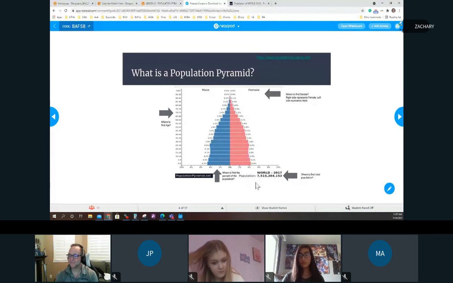All right. So you can see this here. At the very bottom, you have the total population. This population pyramid is from 2017, and you can see we have about 7.5 billion people in the world. Okay. So those are the different categories you'll be looking at when you're looking at a population pyramid.